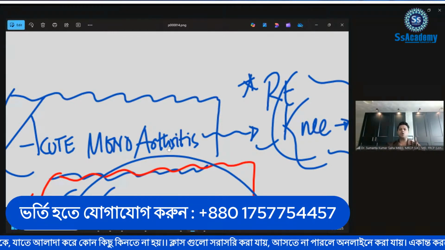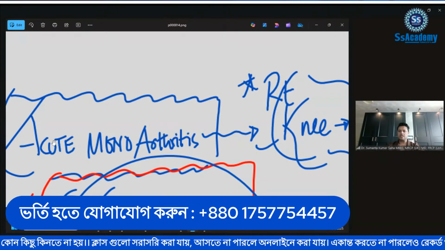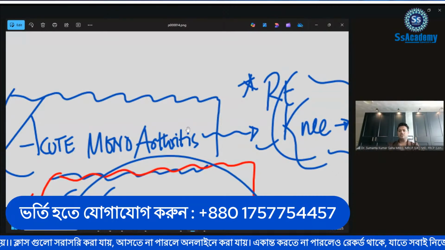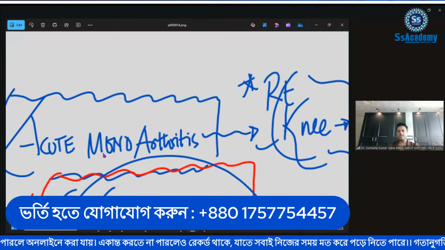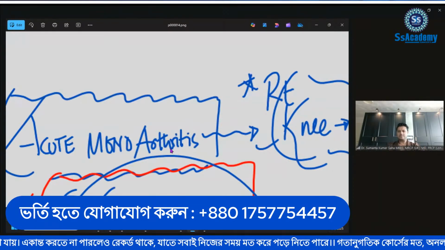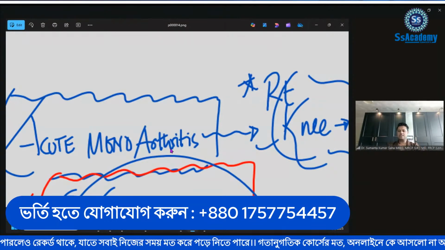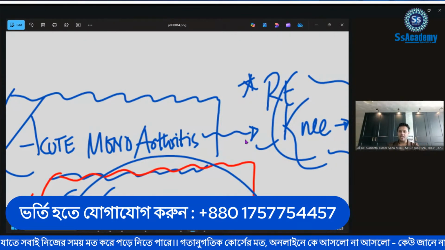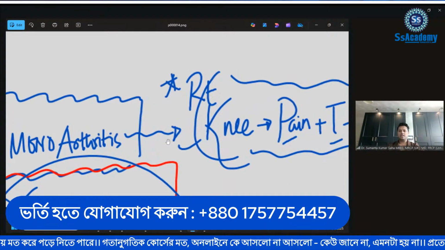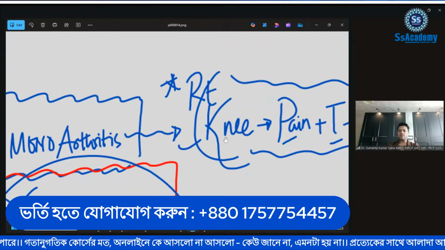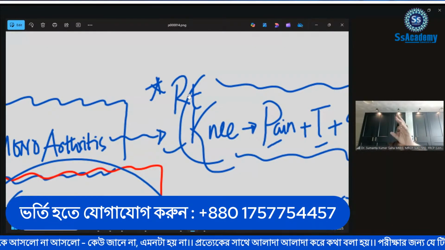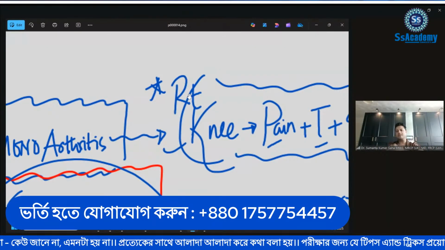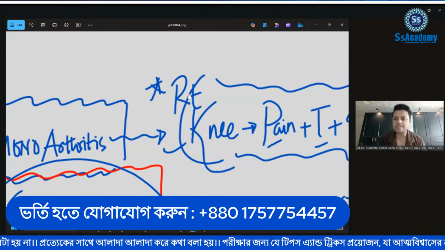Acute monoarthritis. Acute means sudden onset. Mono means single. Joint inflammation. Very simple: sudden onset, single joint inflammation. This is called acute monoarthritis. The most common is the knee joint. Can you write the knee? Say, for example, the right knee joint. It can be the left knee or the right knee, it doesn't matter.